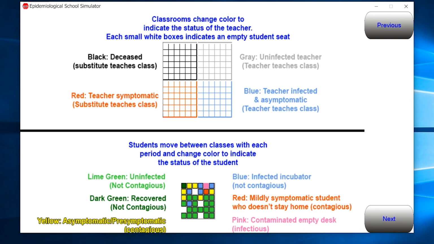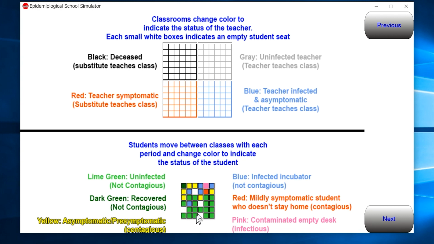This screen shows you what the various color codes in the simulation indicate. Classrooms appear as a grid of white boxes. Each white square is an empty student desk. The grid starts off gray, which indicates that the teacher has been unaffected. A blue box indicates that the teacher is asymptomatic, but will still teach the class because they don't know they're sick. A red box indicates that the teacher is symptomatic and is staying home. This class will be taught by a substitute. Any black boxes will indicate that that teacher has succumbed to COVID-19.